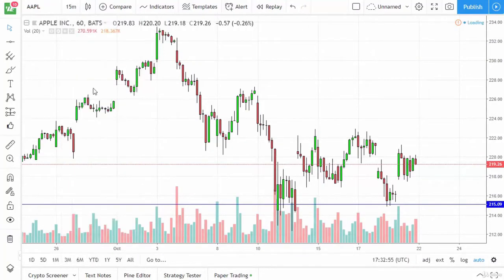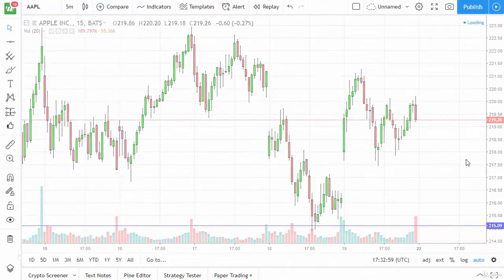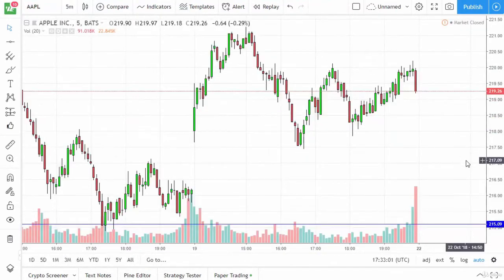So for a time frame, you can use the 15-minute chart or even the 5-minute chart. But you want to align your signal on this short-term chart with the longer-term analysis. In this case, the longer-term analysis is a buy signal. Now, looking at this, there is an obvious area of resistance here at 220.